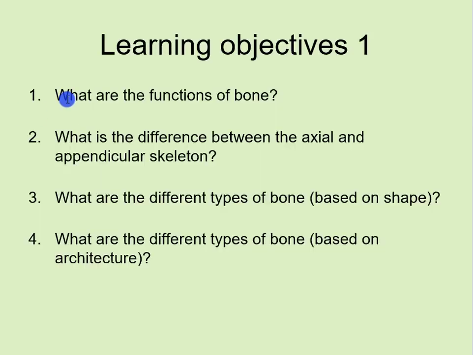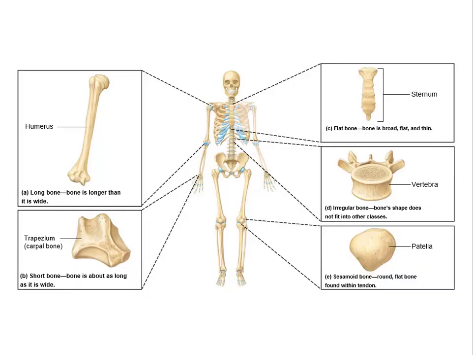Okay, so what we've done now is that we've covered the functions of bone. We've identified the difference between the axial and the appendicular skeleton. And again, later you will learn a bunch of those bone names specifically. And now what we want to do is categorize types of bones based on shape. And so you have different bone types.